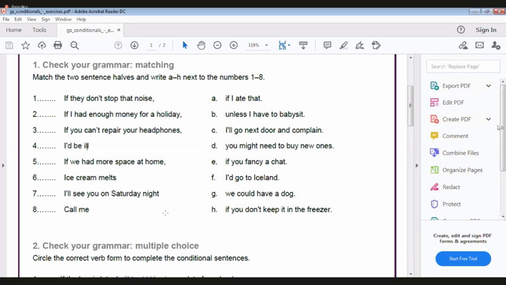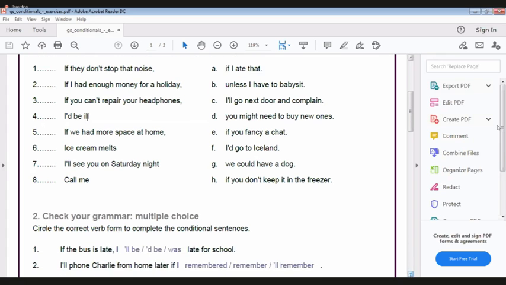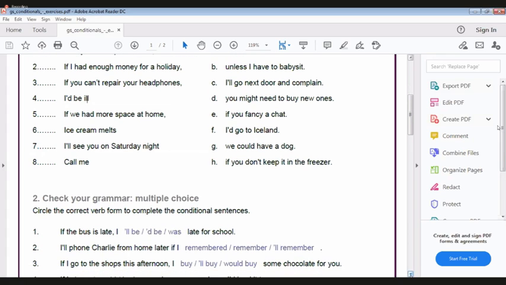If we had more space at home, we could have a dog. Conditional? Okay. Himansa, sixth one. Ice cream melts if you don't keep it in the freezer. Conditional? Zero condition. Yes, good. Tarinder, seventh one.